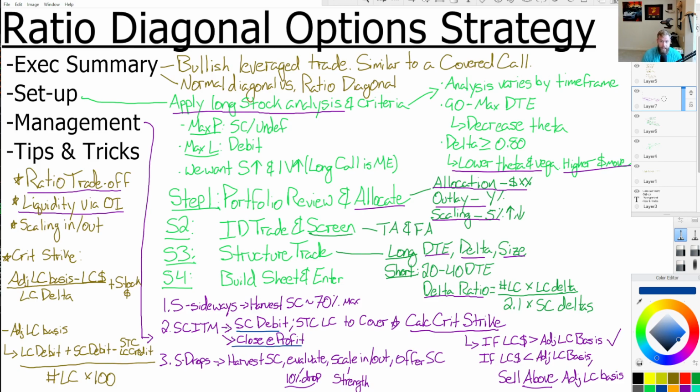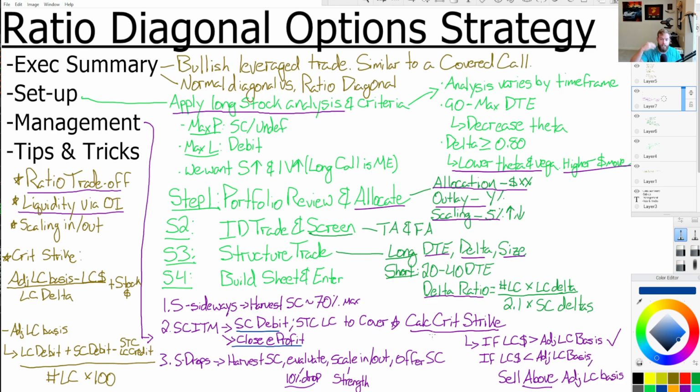Once you do that, you have to pay attention to your critical strike. This is a way for us to see where we can sell short calls without locking in a potential loss. This is a little more complicated, so I don't want you to get turned off at the sight of this. There's a formula, it's right over here, but the punchline is the critical strike lets you know where you can sell short calls without locking in a loss.